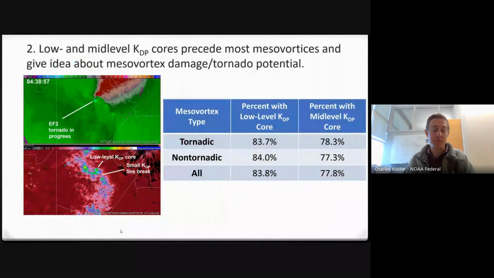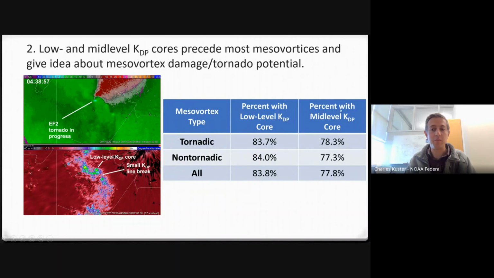And there are some promising results, I think, with these KDP cores. So the low-level and mid-level KDP cores preceded most of the mesovortices that we looked at. So your low-level KDP core is here in the first column. About 85% or so of mesovortices were preceded by a KDP core. I'm sorry, low-level KDP core is the left column. Right column is mid-level KDP core. About 75 to 80% were preceded by that mid-level KDP core. And then low-level KDP cores, about 85% were associated with a mesovortex.